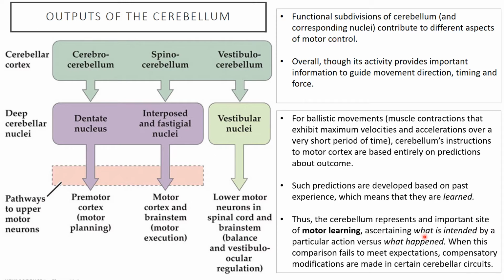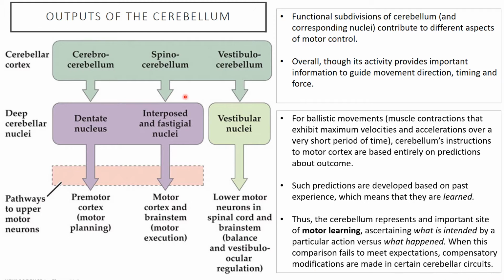And it ascertains what is intended by a particular action versus what happened. When this comparison fails to meet expectations, there are compensatory modifications that are made in certain cerebellar circuits to make rapid adjustments so that you end up with as close to an accurate movement as possible.